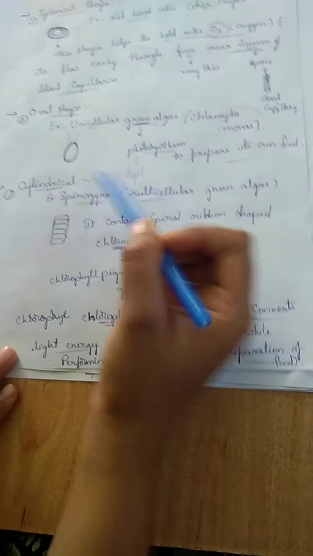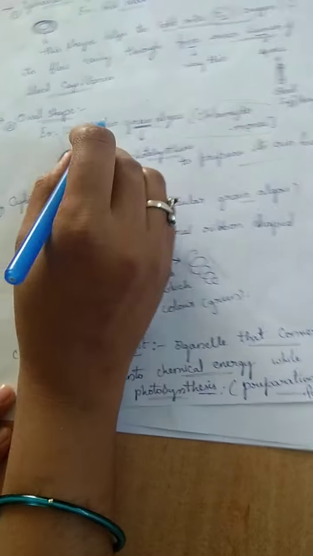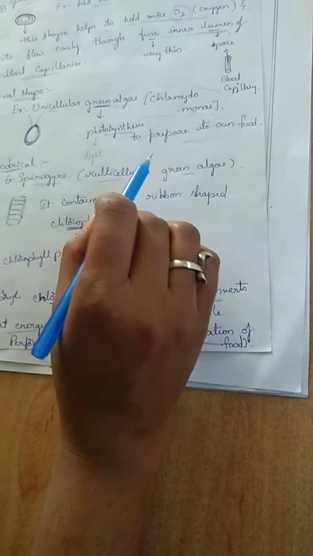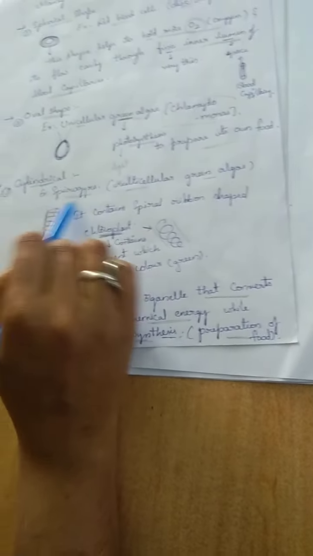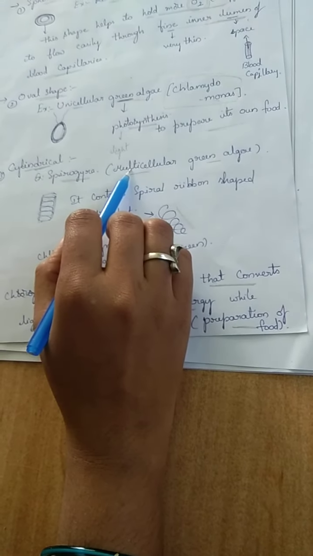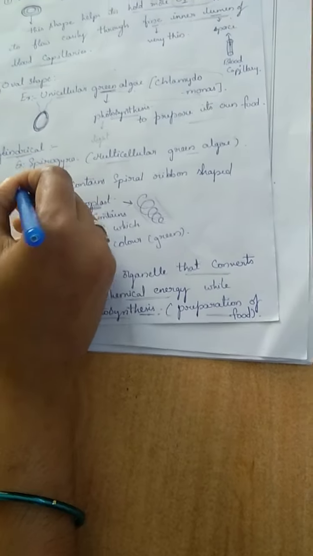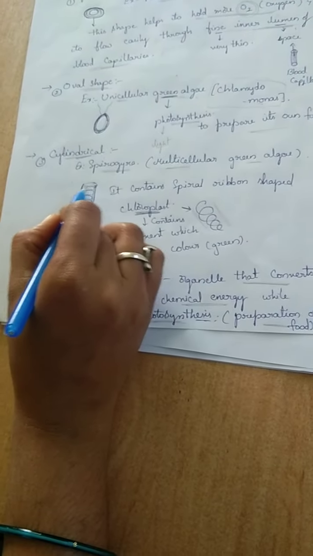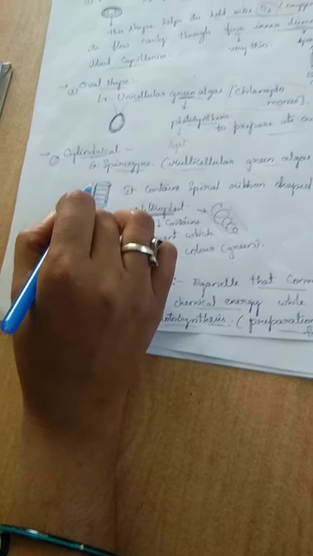Next, oval shape. Mostly this oval shape we observe in unicellular green algae. Example, chlamydomonas. And the next shape is cylindrical shape. The example is Spirogyra. It is a multicellular green algae, nothing but more than one cell is present. It is also green algae. The cells of Spirogyra are in cylindrical shape. This is the cylindrical shape.